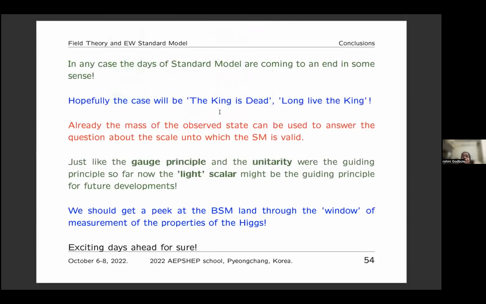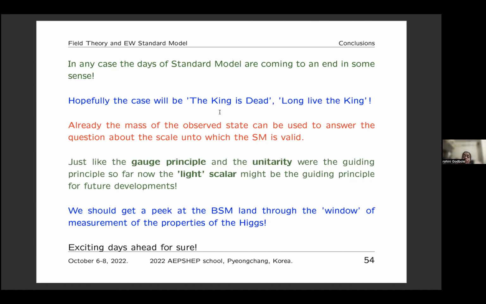So I say that the days of the Standard Model are coming to an end in some sense. We are hoping that it is the case of the king is dead, long live the king. I have said that already the mass of the Higgs may be used to answer the question about the scale up to which the SM is valid. The answer seems to be that it could be valid all the way to the Planck scale, but it need not. And just like the gauge principle and unitarity were the guiding principles through the 3 lectures, which I tried to point out to you in the development of the Standard Model, maybe now the lightness of the mass of the Higgs is really the guiding principle for our future developments.